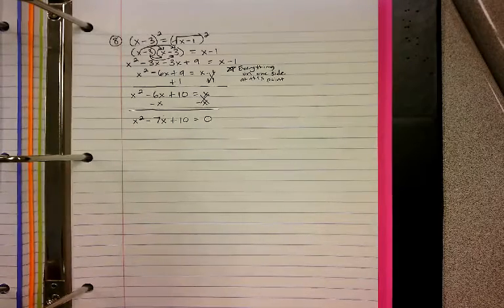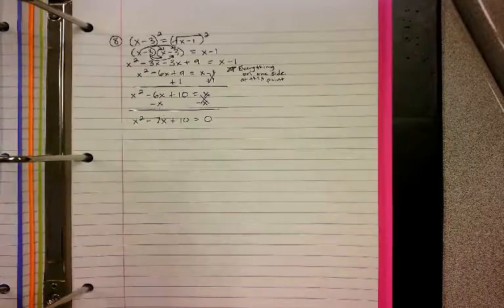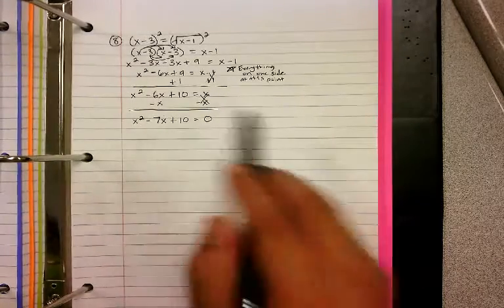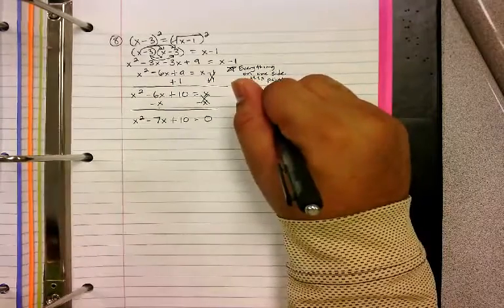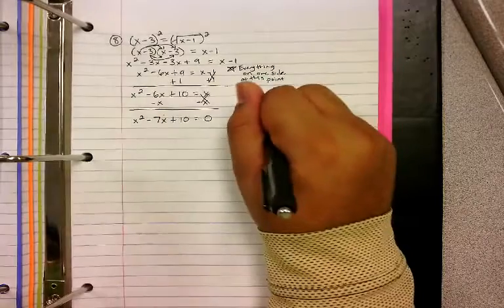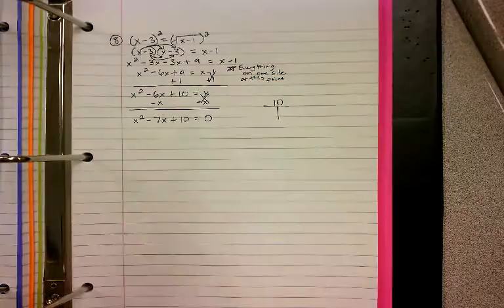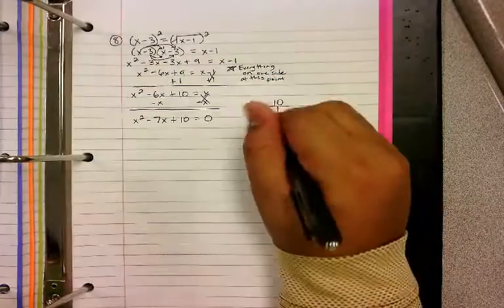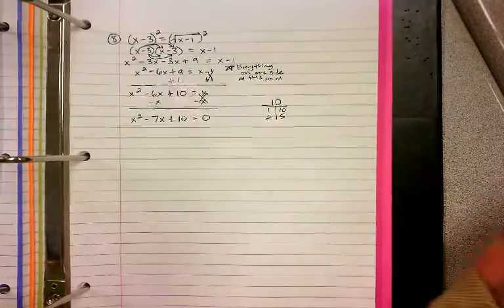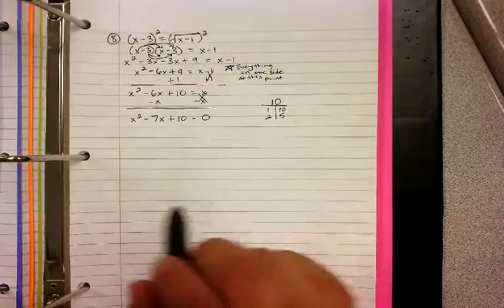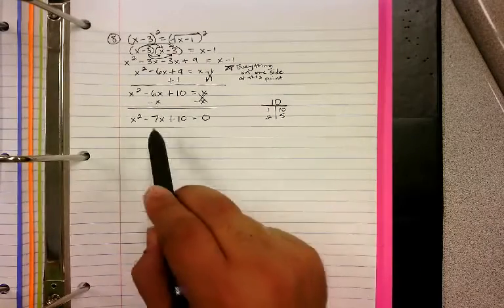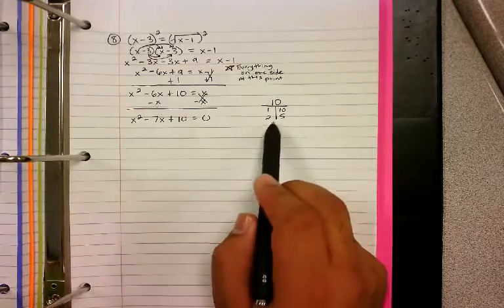Okay. Now, the way you get the solution for this one is you write this number here, 10, and think about all the factors that create 10. So 1 and 10, right? 1 times 10 is 10. 2 times 5 is 10. You think which pair you can use to create a 7. Okay? So I'm going to use the 2 and the 5.